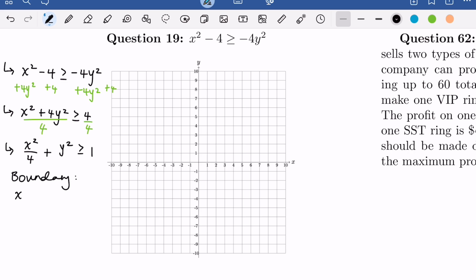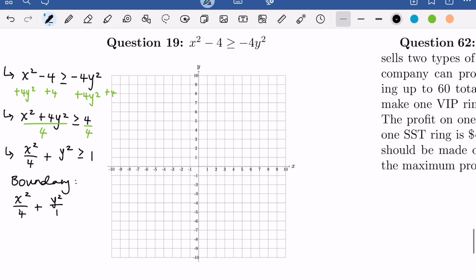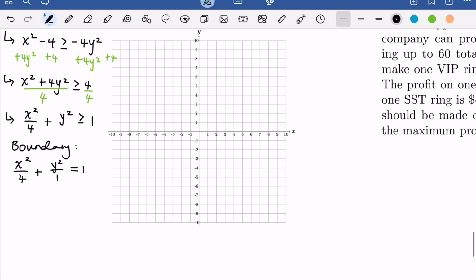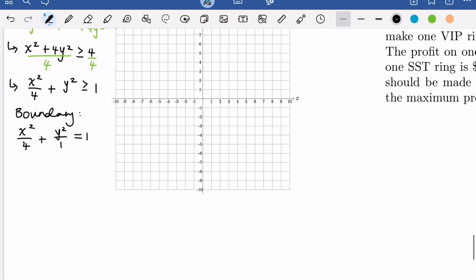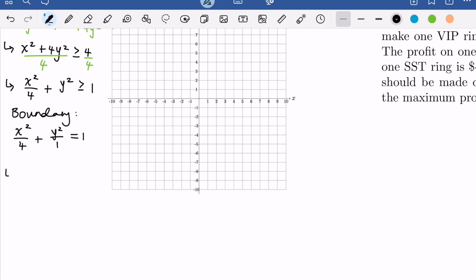So the boundary is then just going to be this equation here, so we're getting rid of that inequality sign. And I'm actually going to write this as y squared over 1 just to emphasize that this is in the standard form of an ellipse. So this is our boundary. We want to graph this. We know how to do that from the last section. Our x-intercepts are going to be plus or minus the square root of this, so plus or minus 2 comma 0. And our y-intercepts are going to be 0 comma plus or minus the square root of our b value, our 1 here.